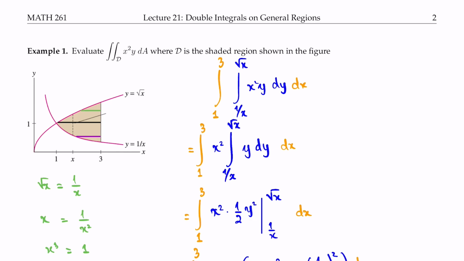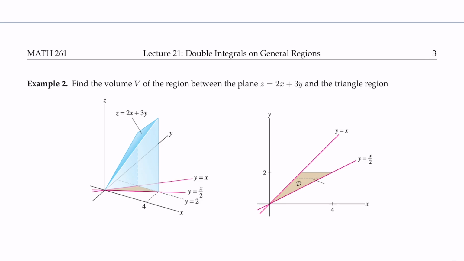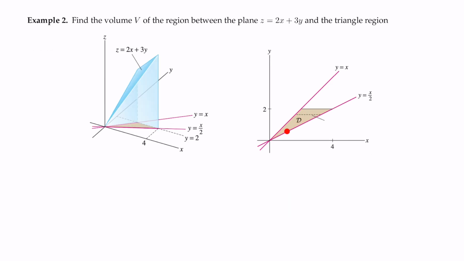Okay, now let's move on to example 2. In this example, you want to find the volume V of the region between the plane z equal to 2x plus 3y and the triangle region presented in this brown region. So for this domain, the domain is bounded by 2 functions, y equal to x and y equal to x over 2. And from the look of this graph, the suggestion is that you may want to consider the horizontally simple domain.